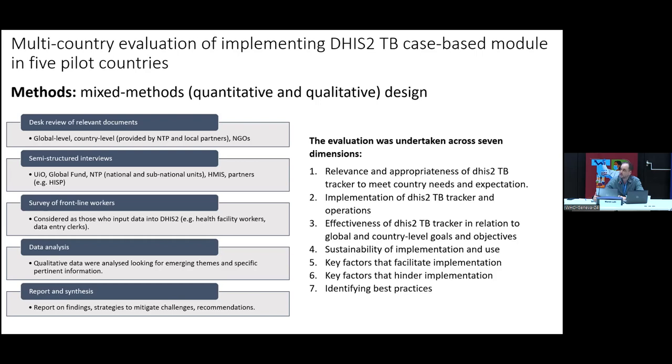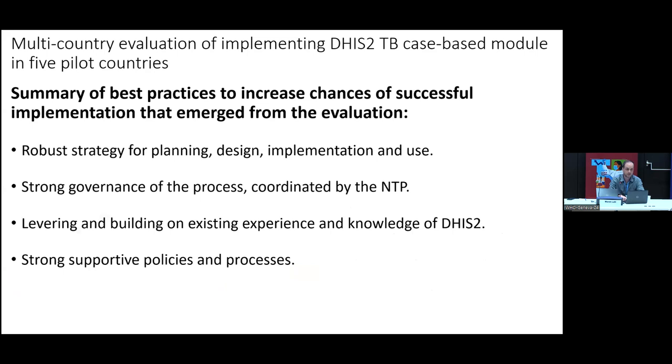And for the analysis, they looked at the 7 different dimensions for the evaluation. I'm not going to go through these in detail for the sake of time, but I would like to spend one slide on the discussion on the best practices that they identified through this evaluation. So for a very quick summary, they said that the evaluation showed that it's very important to have a robust strategy for planning, design, implementation, and use.